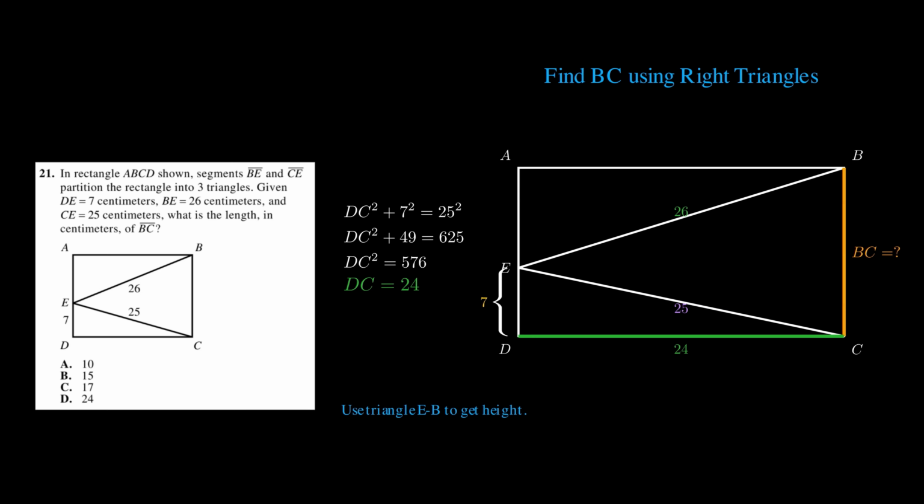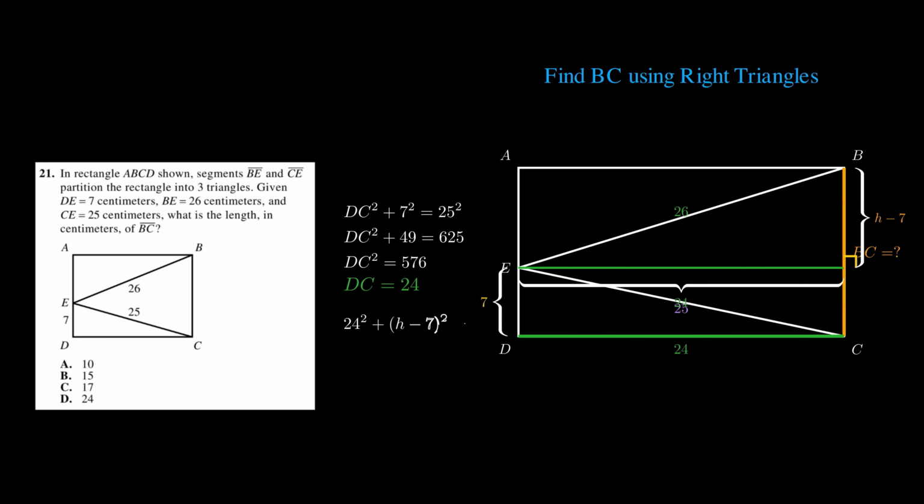Now we use the top triangle connecting E to B. The horizontal distance across the rectangle is still 24, but vertically, E is 7 units above the bottom. So the total height, which is BC, is h, and the vertical piece from E up to B is h minus 7. Now we use the Pythagorean theorem again. 24 squared plus h minus 7 squared equals 26 squared.